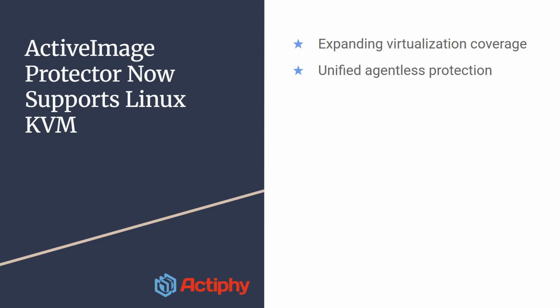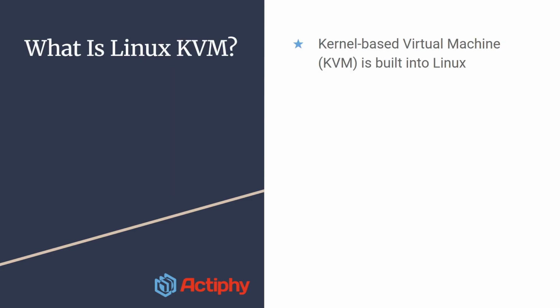And because ActiveImage Protector handles backup at the hypervisor level, protection for Linux KVM is both fast and flexible. You can run image-based backups without interrupting production workloads and recover entire systems or individual volumes in minutes. Whether you're protecting a single Linux server or dozens of virtualized environments for your clients, AIP keeps performance high and downtime low. Let's take a quick look at what KVM actually is.